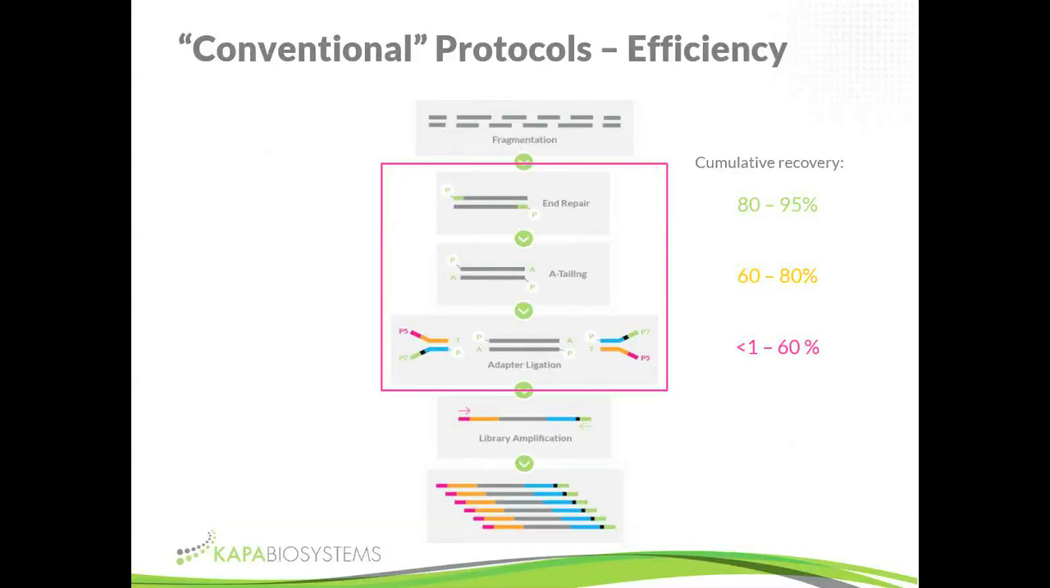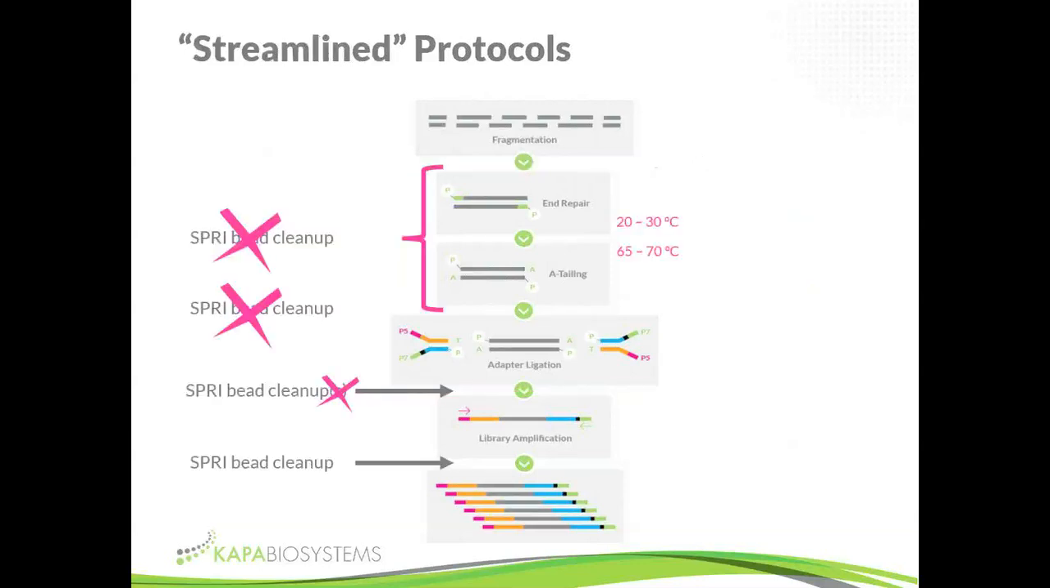If you're on the easy end of library construction, then most of what we're going to discuss in the next hour is less important. So if we switch to streamlined protocols, these conventional protocols can be very, very efficient, but they're very long. SPRI-bead cleanups are terribly boring and very repetitive. Lots of things can go wrong. There's a lot of handling.